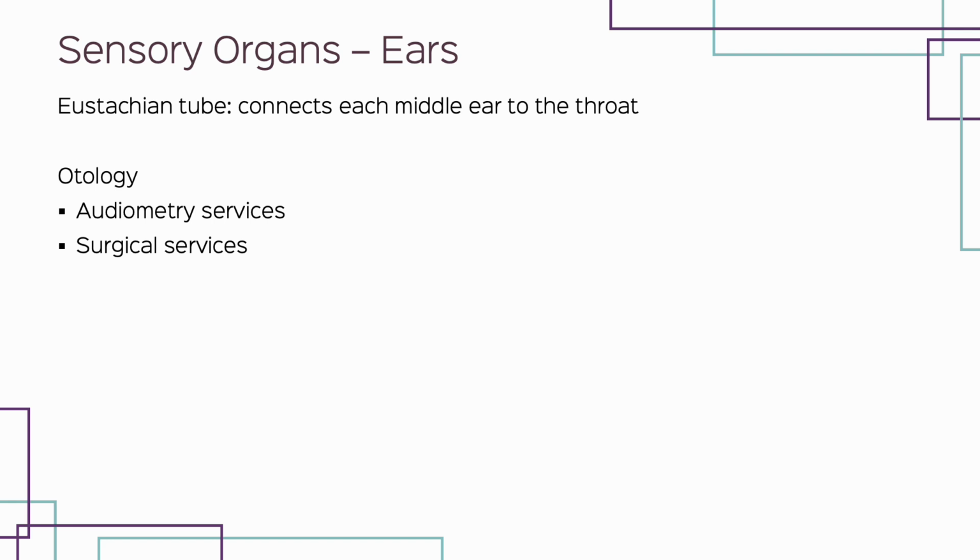Otology is the study of the ear. This is a very specialized field of medicine, and you have two types of services: audiometry and surgical. Surgical services are often performed by an ENT physician, and then codes for procedures are typically found in the surgery section of your CPT codebook. Audiometry services are studies to test and improve your hearing. These codes for the services are typically found in your medicine section of the CPT codebook.